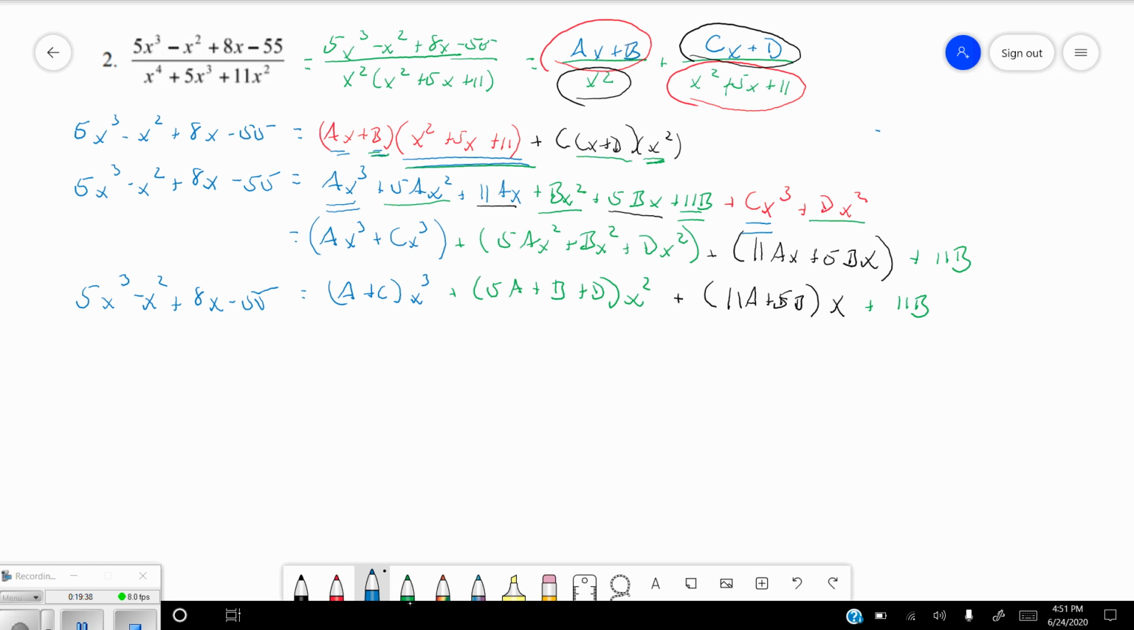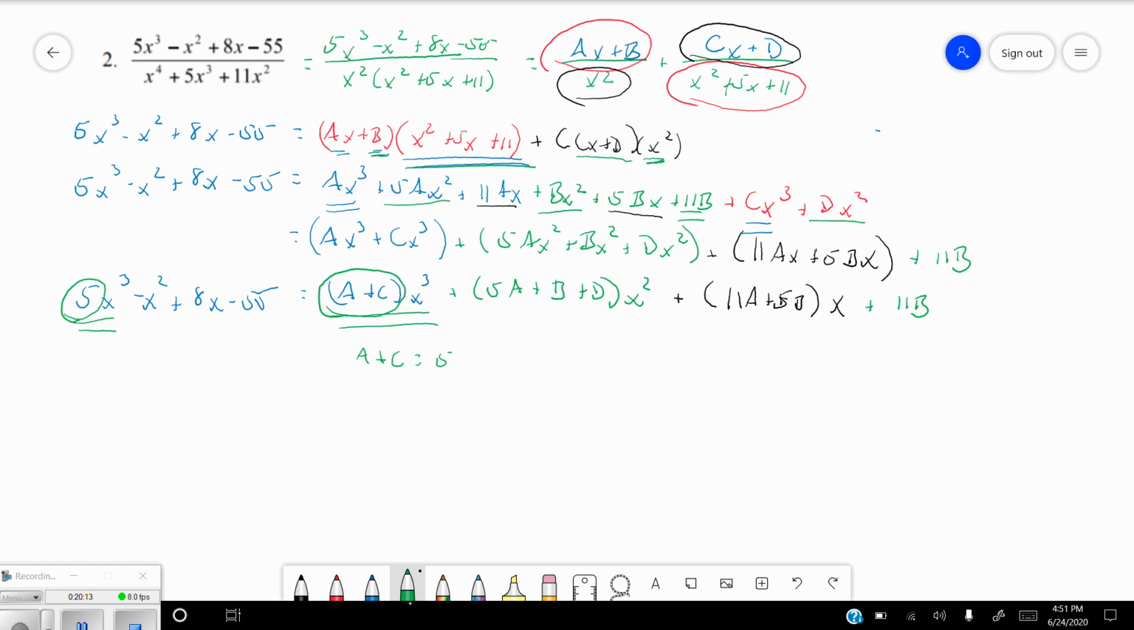What you should see is if the equation that I have on the left equals the equation that I have on the right, what I have on the left-hand side here is a 5x cubed. What I have on the right-hand side here is an a plus c x cubed. If these two things are to be equal, then the coefficient a plus c must equal the coefficient 5, because they have to be the coefficients of the x cubed. So what I know is that a plus c must equal 5.